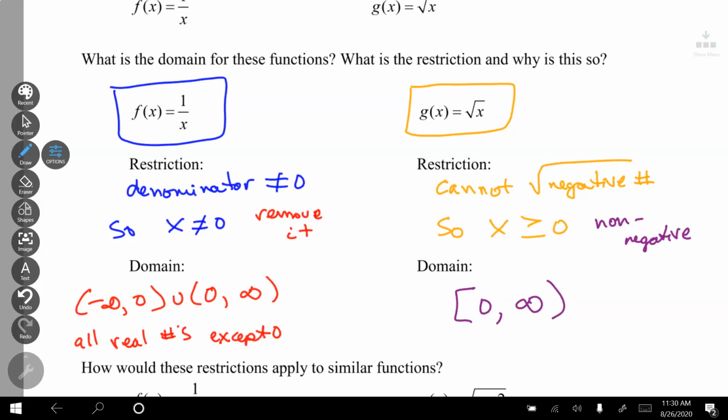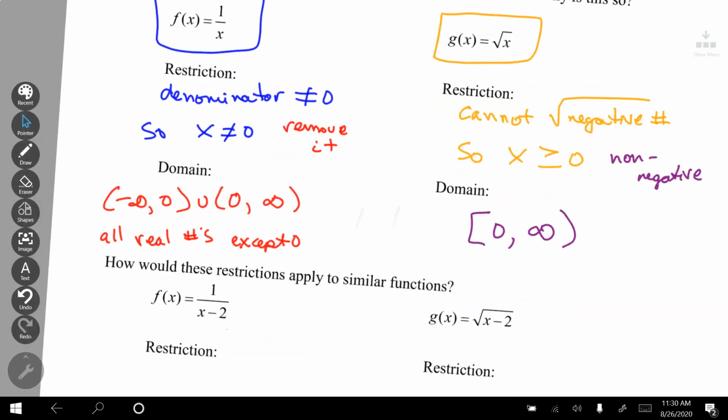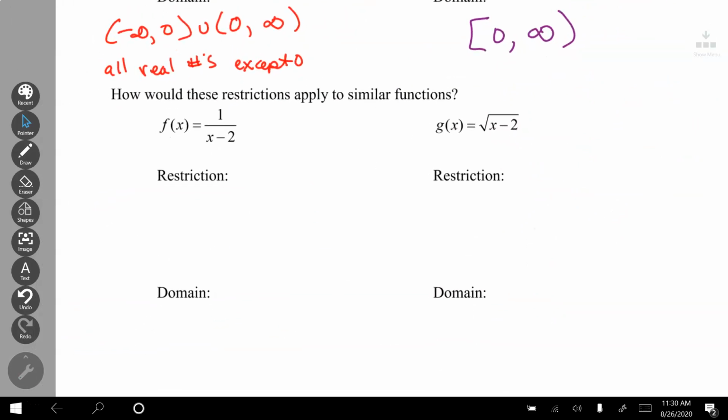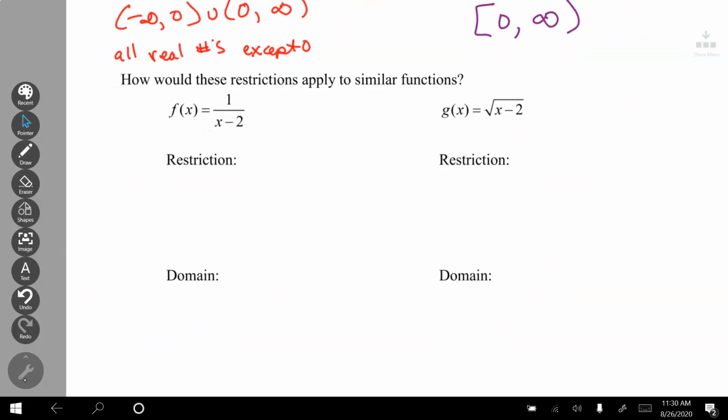So let's apply it to more difficult situations. The next two on this page aren't really more difficult. We're just looking at, again, my denominator cannot equal 0.